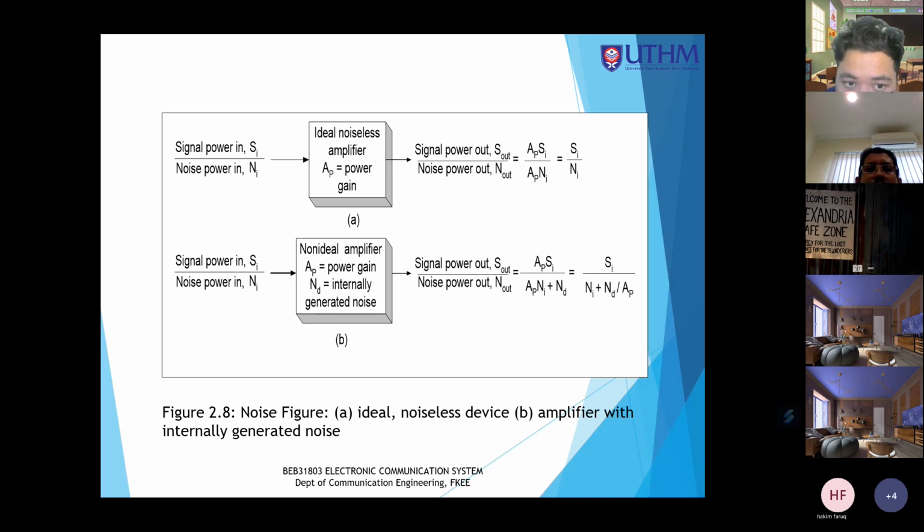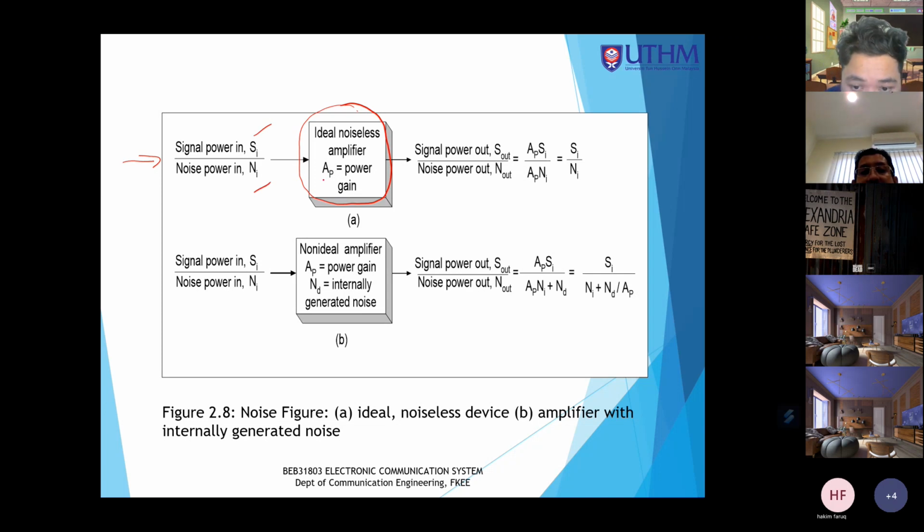So ideal case is where the device does not produce internal noise. Okay, device ini tidak menghasilkan internal noise. Maknanya noise cuma berlaku daripada luar. Okay, noise cuma berlaku daripada luar sahaja. Okay, so you see that here in the input side, we're going to have signal power and noise power. So jangan confuse dia pakai S dengan N. So no problem. So we're going to have input signal power. We're going to have input noise power.